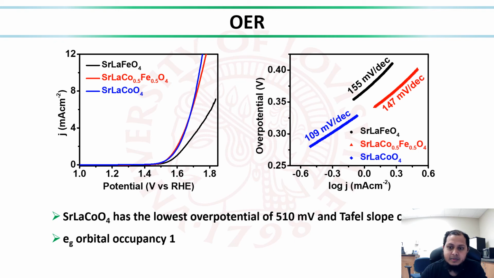We can explain this best performance by the eg orbital occupancy of strontium lanthanum cobalt O4. In this compound, the B site cation has an eg orbital occupancy close to 1, and from the literature we know if the B site cation has an eg occupancy of close to 1 or 1, it shows the best OER performance. Here the cobalt has an eg occupancy of 1, and also this compound has the highest conductivity. Both of these are helping in the oxygen evolution reaction.